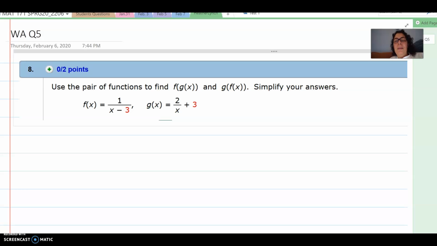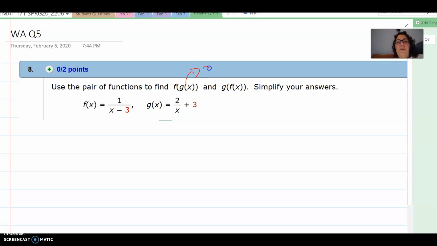So the main principle with the compositions of functions, like in this case here, is f of g of x, which is f composed with g. And this one is g of f of x, because f is the first function inside here. In the first case, g is the inside or the first function.